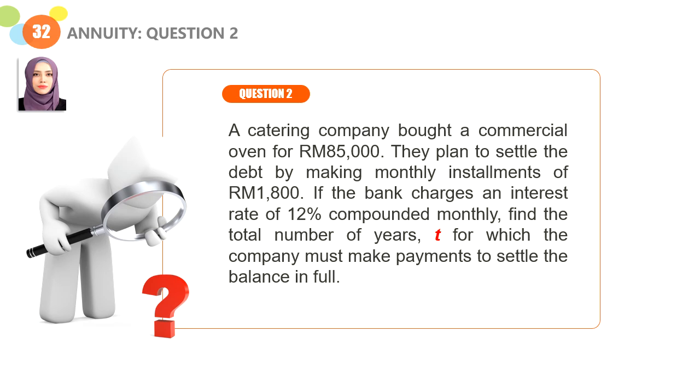Annuity. Question 2. A catering company bought a commercial oven for RM 85,000. They plan to settle the debt by making monthly installments of RM 1,800. If the bank charges an interest rate of 12% compounded monthly, find the total number of years for which the company must make payments to settle the balance in full.